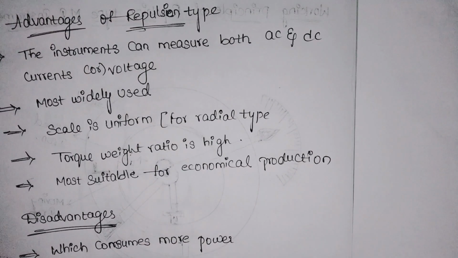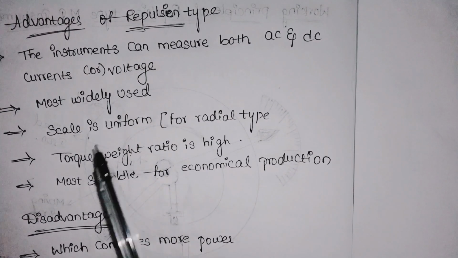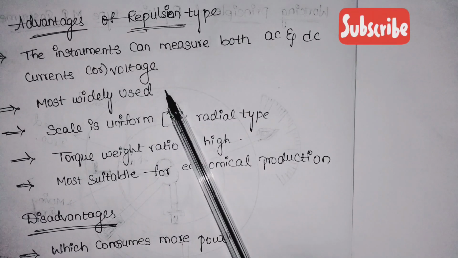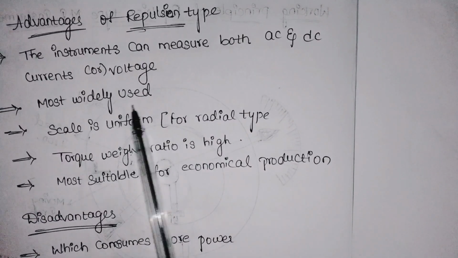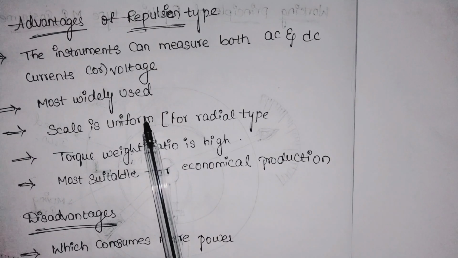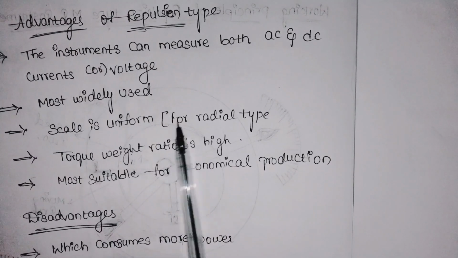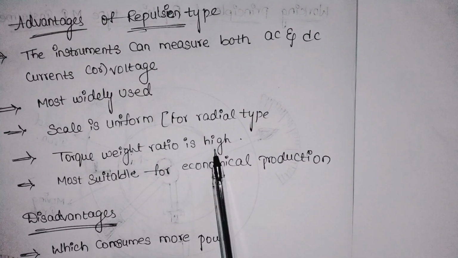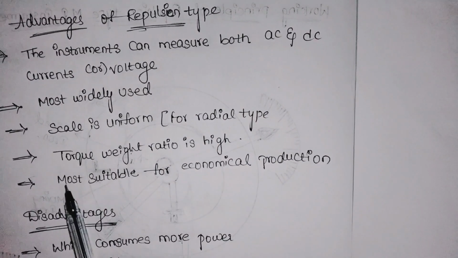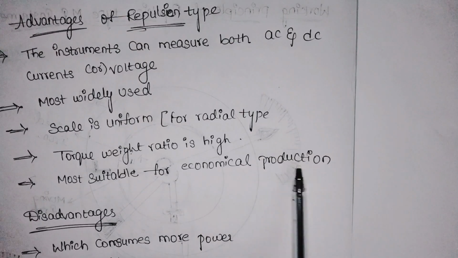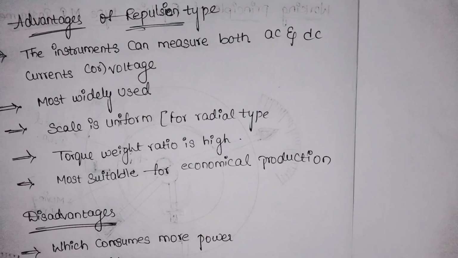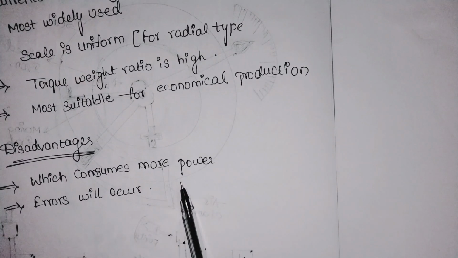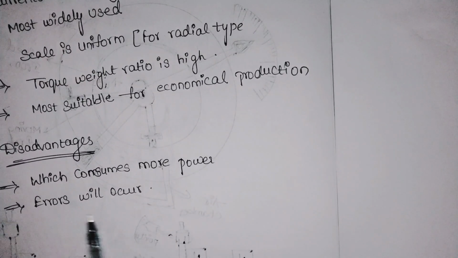Coming to the advantages of repulsion type instruments, these instruments can be used for both AC and DC voltages and currents. The most widely used instrument is the repulsion type instrument. The scale is uniform for radial type instruments. The torque to weight ratio is high. They are most suitable for economical production and manufacturing. Coming to the disadvantages, these repulsion type instruments consume more power and errors will occur.